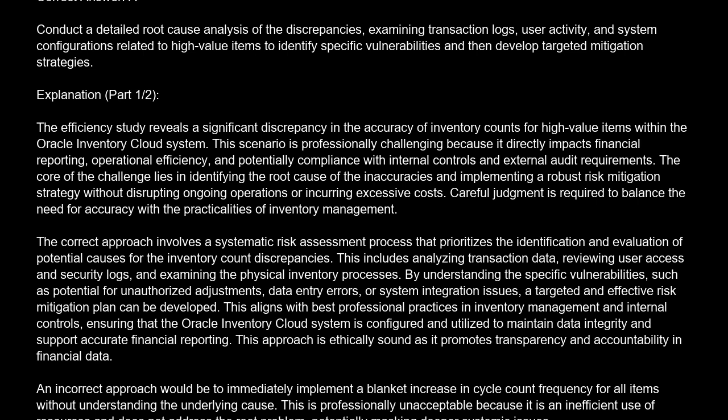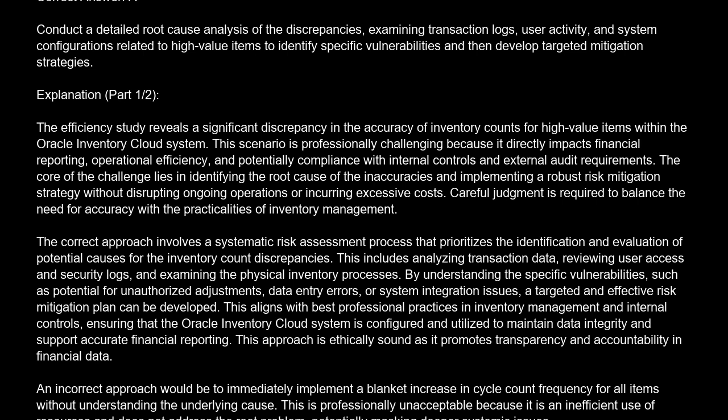Explanation. The efficiency study reveals a significant discrepancy in the accuracy of inventory counts for high-value items within the Oracle Inventory Cloud system. This scenario is professionally challenging because it directly impacts financial reporting, operational efficiency, and potentially compliance with internal controls and external audit requirements. The core of the challenge lies in identifying the root cause of the inaccuracies and implementing a robust risk mitigation strategy without disrupting ongoing operations or incurring excessive costs. Careful judgment is required to balance the need for accuracy with the practicalities of inventory management.